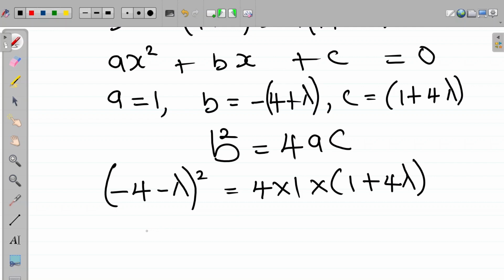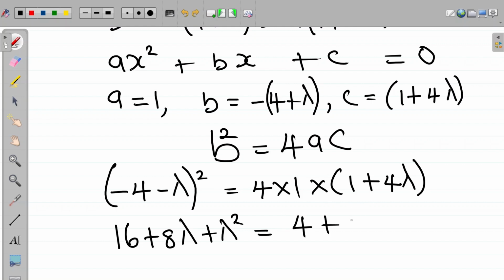Now, let us open up the bracket in our left-hand side. So this becomes 16, because minus 4 squared is 16. 2 times minus 4 minus lambda is plus 8 lambda, and minus lambda squared is plus lambda squared, equal to 4 times 1 is 4. 4 times 1 in the bracket is 4, plus 4 times 4 lambda is plus 16 lambda.